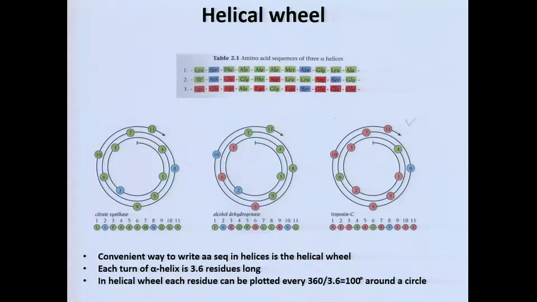If you have just a simple chain, you cannot predict if this one is non-polar or amphipathic. You need to draw the helical wheel, okay? And then you can see easily these are amphipathic amino acids, an amphipathic alpha helix, and this is the polar alpha helix.